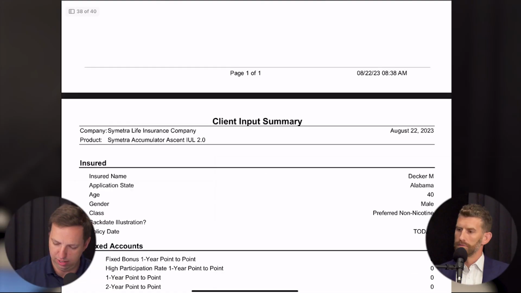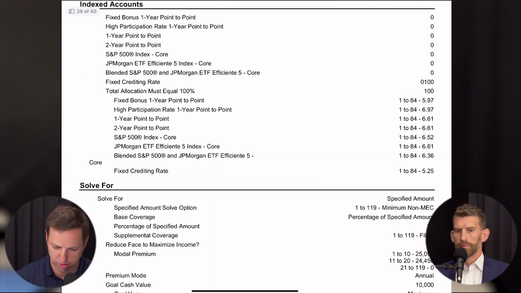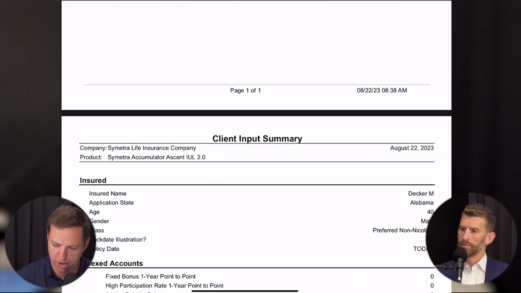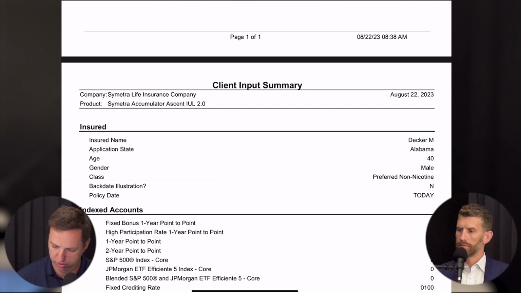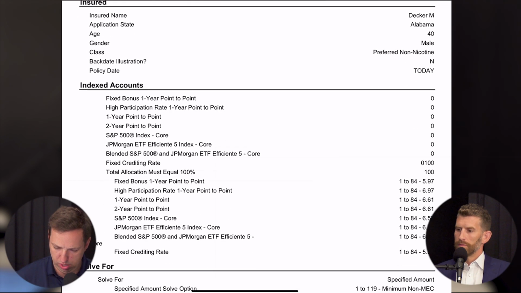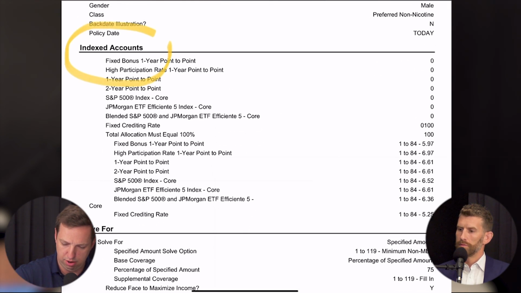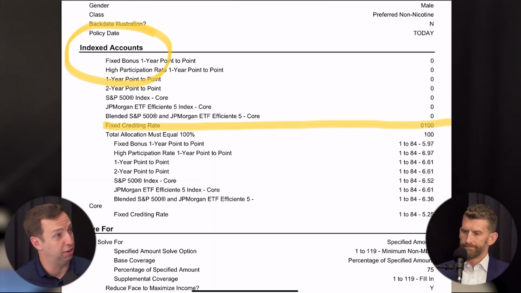It is. So, Aaron, I should probably show the great people watching the actual ledger that shows that I did in fact use the fixed account. So let me just do that real quick here. So here we are, we're back in the ledger. This is the Symetra policy. And when we go to what index account did we use, that is 100% in the fixed crediting rate.